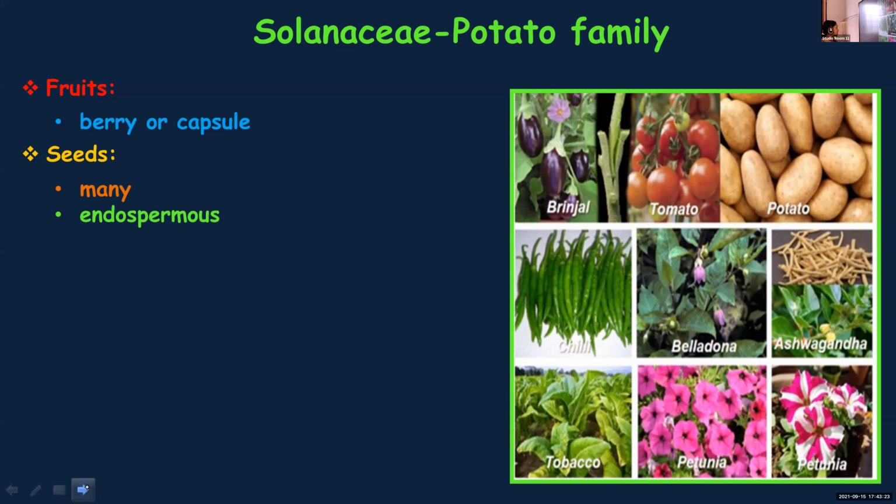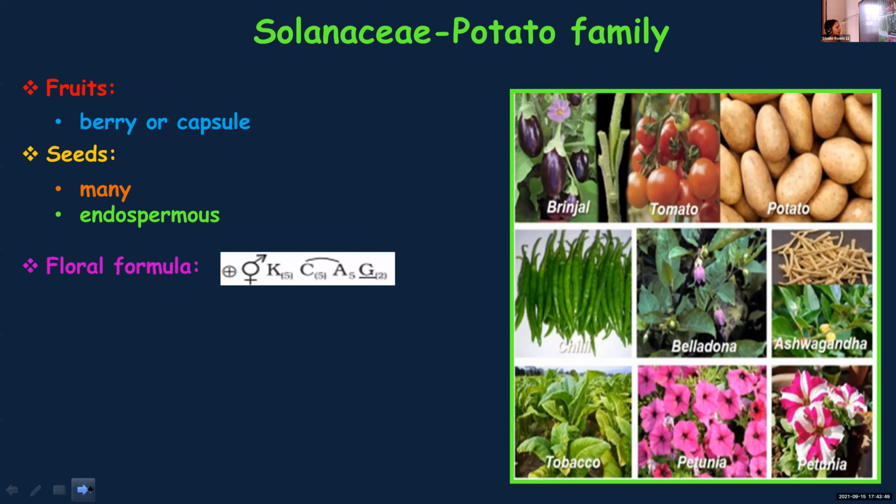They produce many seeds and they are endospermous, means they retain their endosperm. You know the function of endosperm. It provides nourishment for the growing embryo, but even after the formation of the seed, some amount of endosperm will be retained. So such seeds are endospermous. And if the endosperm is not retained, they are non-endospermous. So here you can see some of the endosperm will be retained.